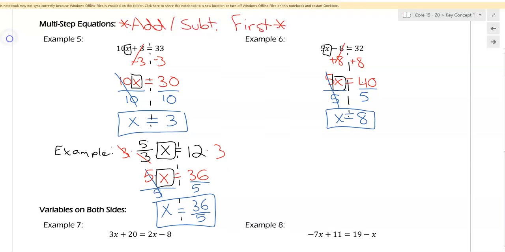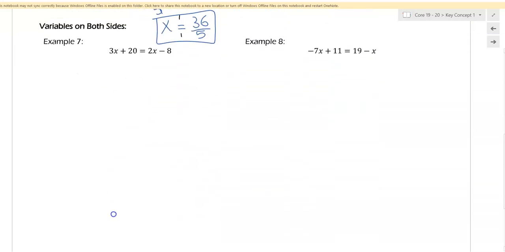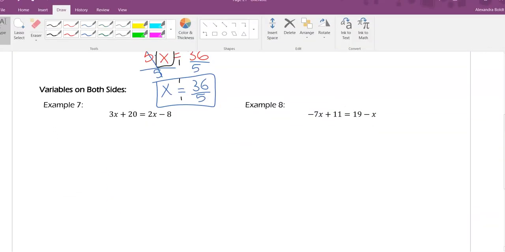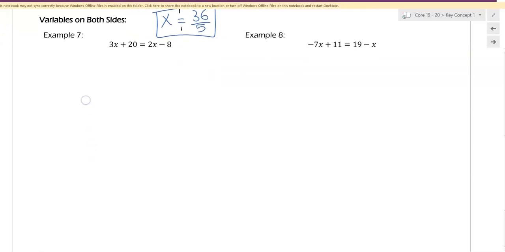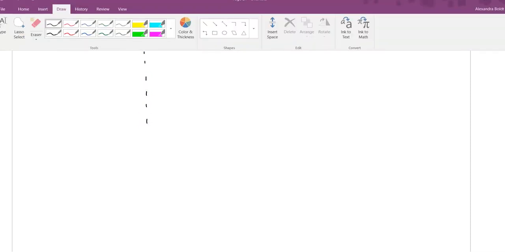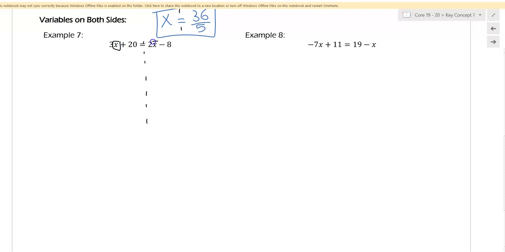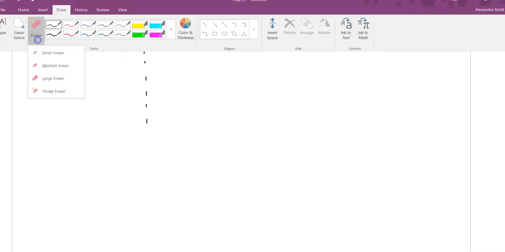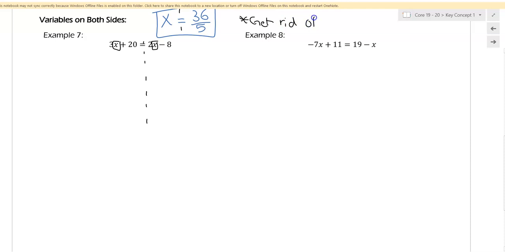All right, let's look at our last set of examples if we have variables on both sides. So if I look here at example 7, I have 3x plus 20 equals 2x minus 8. And if I look for my variable, I have an x here and an x here. I can't isolate the variable on one side if it's on two sides. So we always want to get rid of one of the variables.